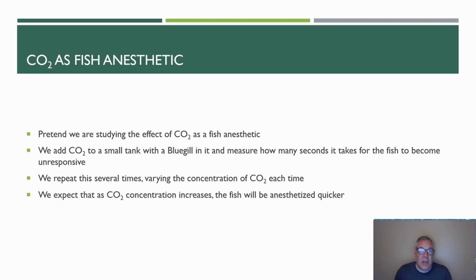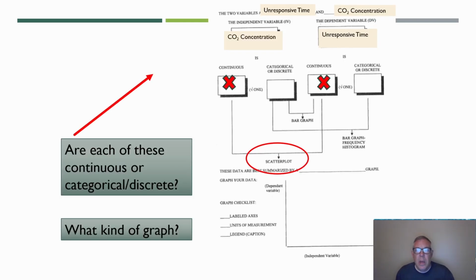And so we're going to do this several times with different fish, and each time we're going to vary the concentration of CO2. It's not something that's easy to control. We mix some acetic acid and some baking soda and dump it in the water, but depending upon how much you add and how much water you've got, it can vary. We can't control this very well. So, pretty much each time, every fish is going to be exposed to a slightly different concentration of CO2. Now, we expect that as CO2 concentration goes up, the fish will get knocked out quicker. So that's our experiment.